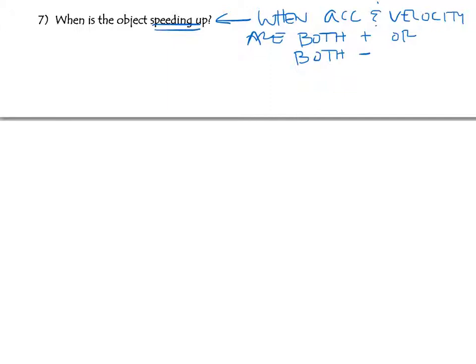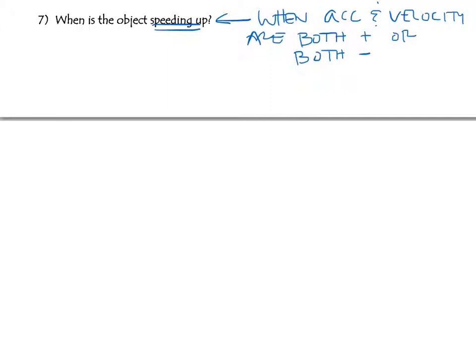Because if they're both positive, it means it's speeding up to the right. Right? Velocity is going to the right, acceleration is going to the right. If they're both negative, then it's going to the left and it's speeding up to the left.